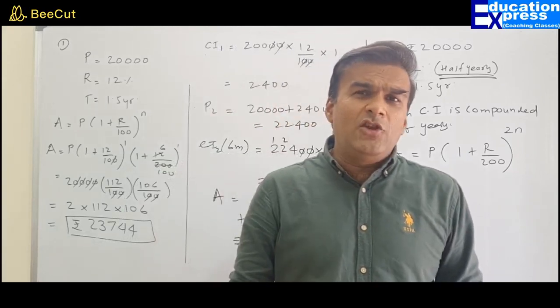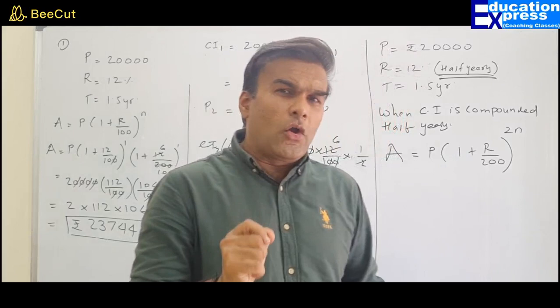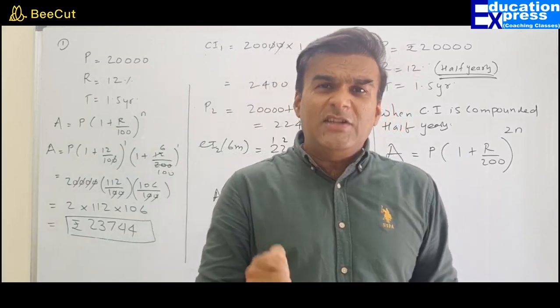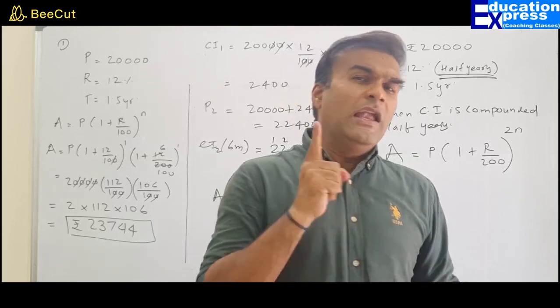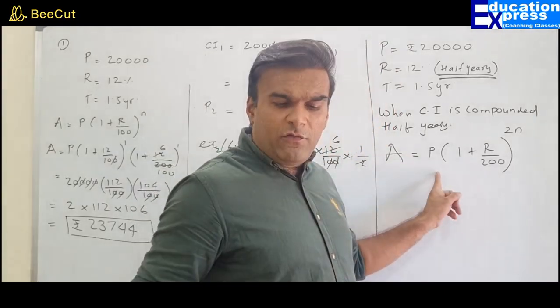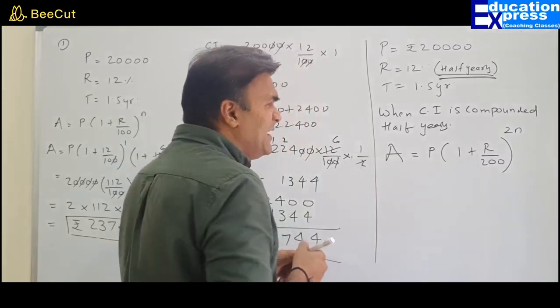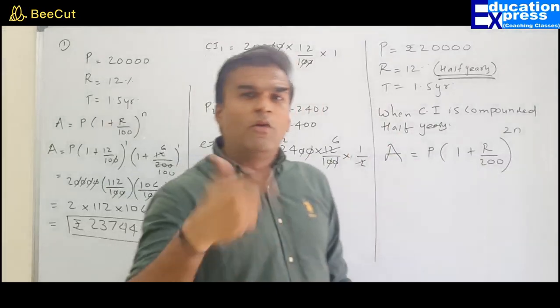The only thing that you should be looking out for in the question is to make sure that they have given that the interest is compounded half yearly. Only if they give you that interest is compounded half yearly, then you can make use of this formula. Trust me, the answer over here and the answer over here would differ.